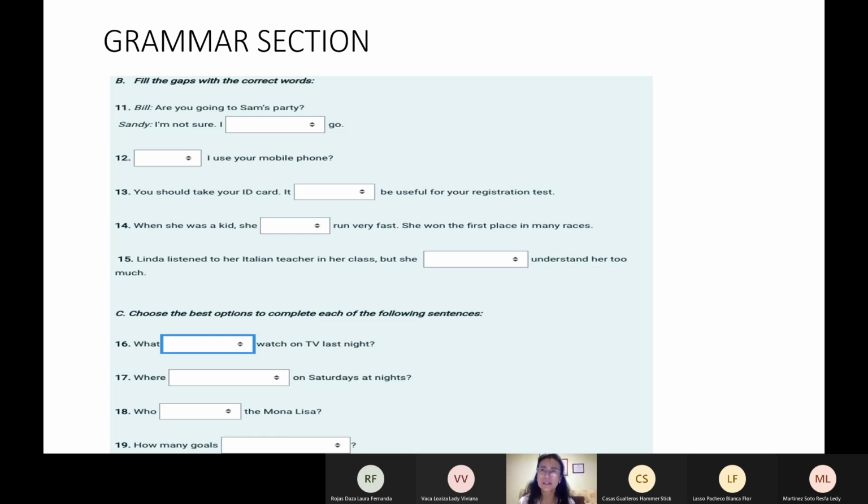It. Y tenemos las siguientes opciones. Yo le voy a decir ya las opciones. It would. It might. It could. Or it will. ¿Cuál sería el modal ahí que podríamos utilizar? You should take your ID card. It be useful, dice, be useful for your registration test. ¿Cuál sería el modal ahí de posibilidad que podrías utilizar?